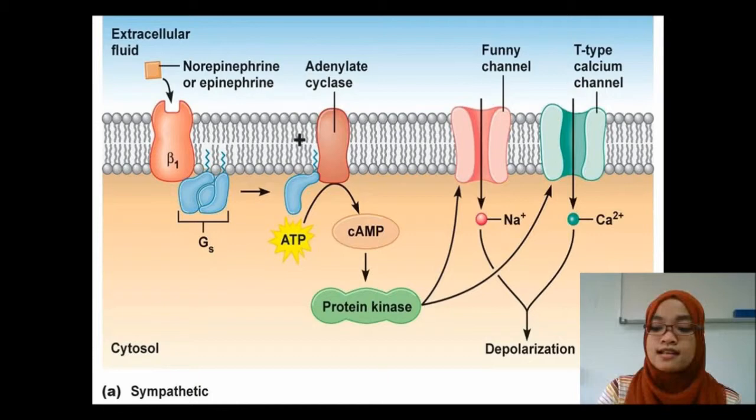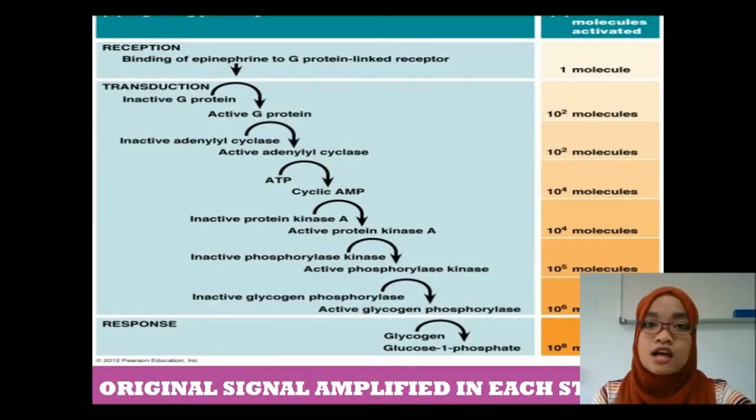Okay, so next, there are two importances of this kind of second messenger system. The first one is that the original signal is amplified in each step to produce a large effect. For example here, one molecule of adrenaline will become 100 molecules of activated G protein, and later on become 1000 molecules of cyclic AMP, and so on.